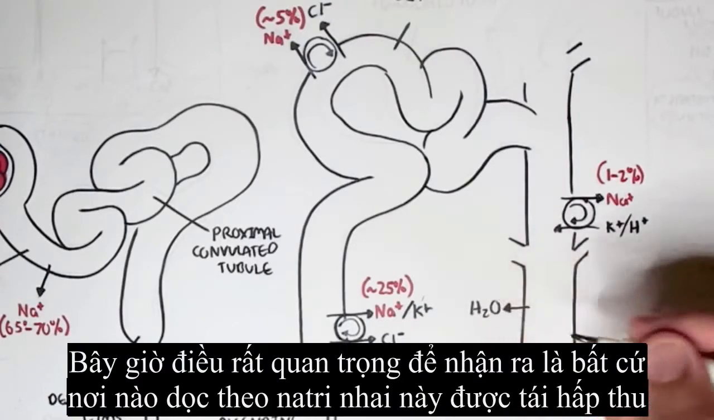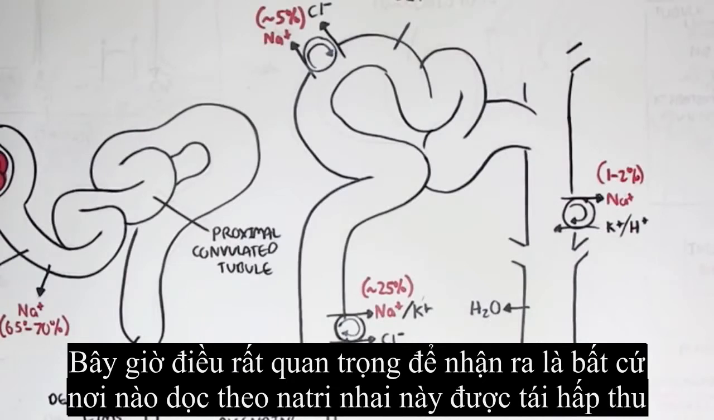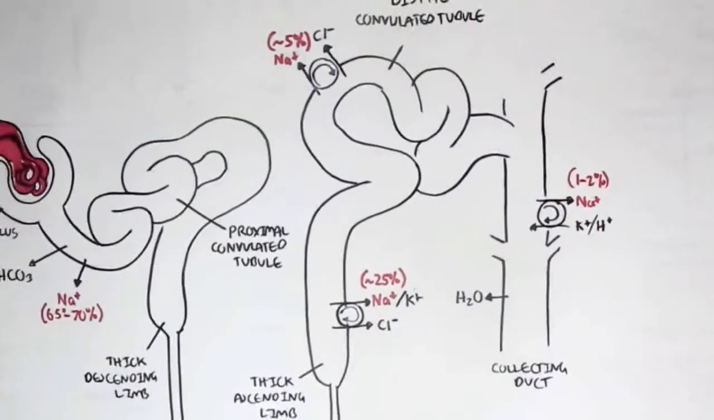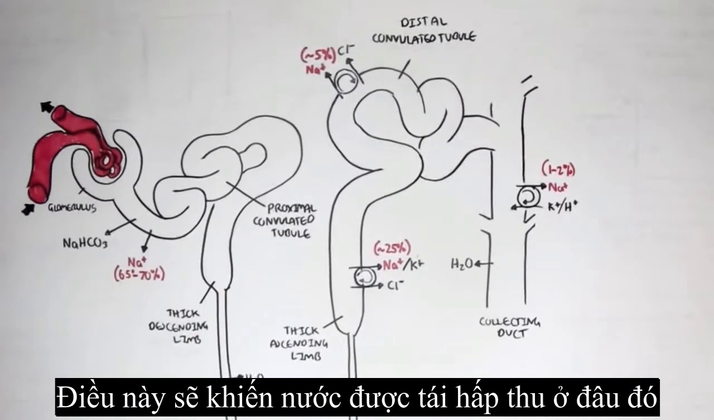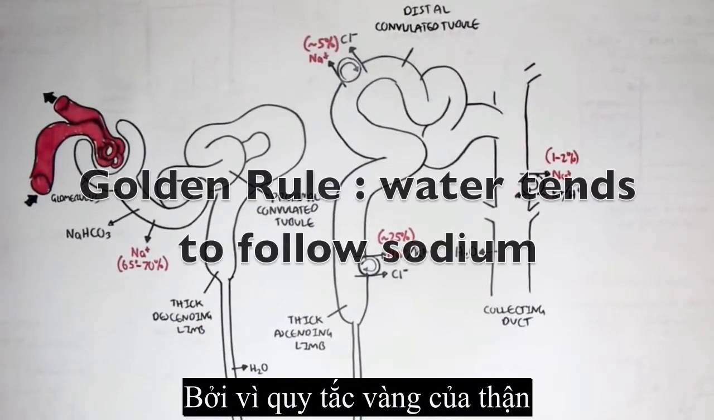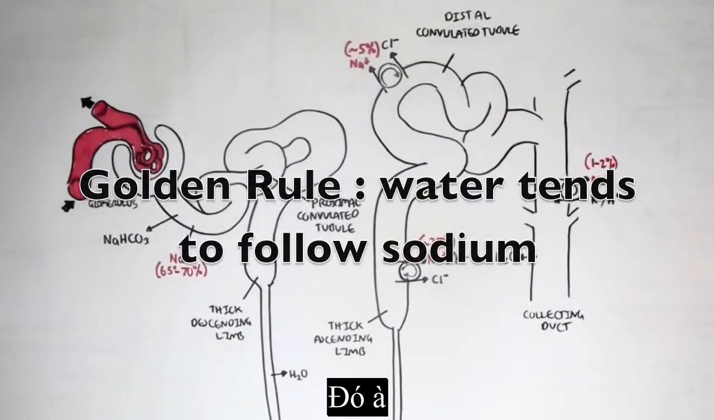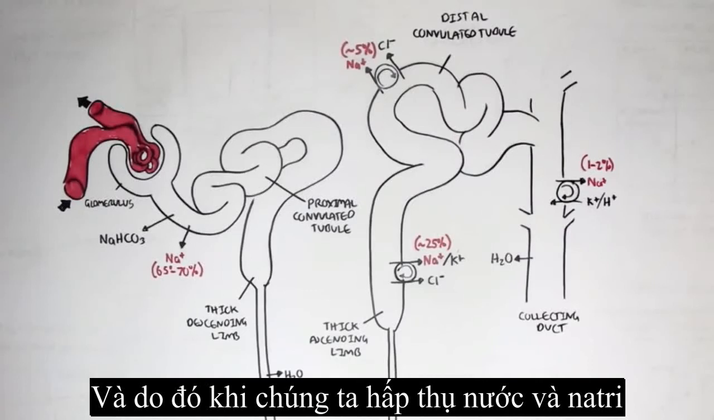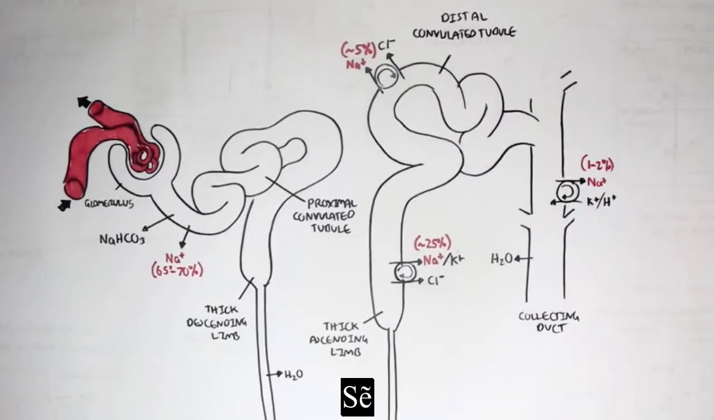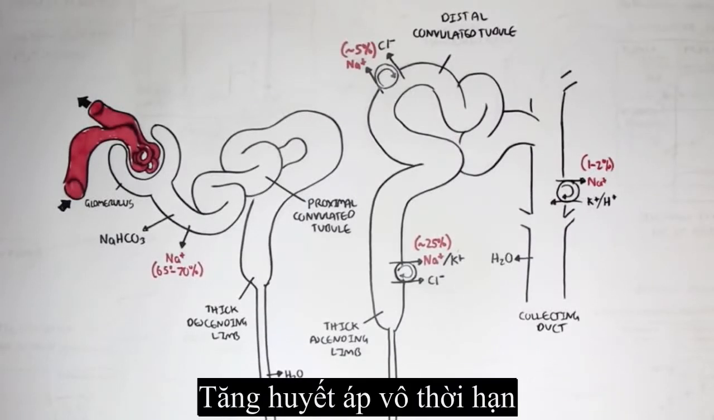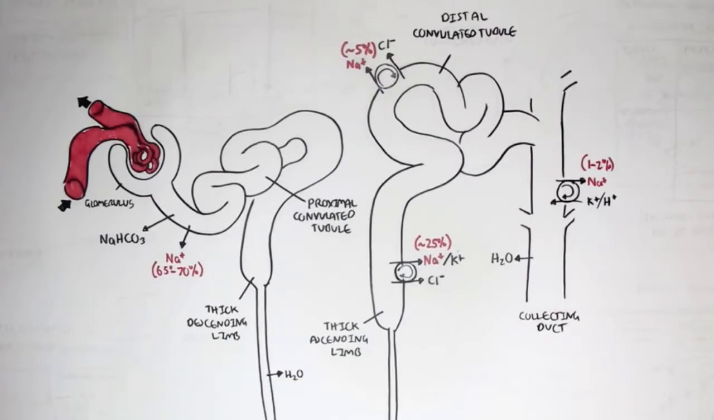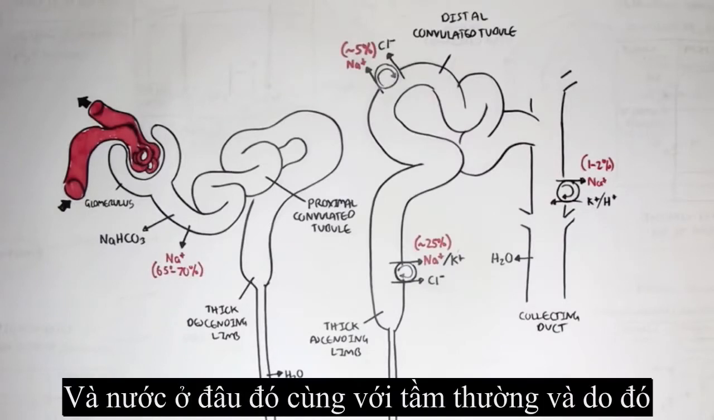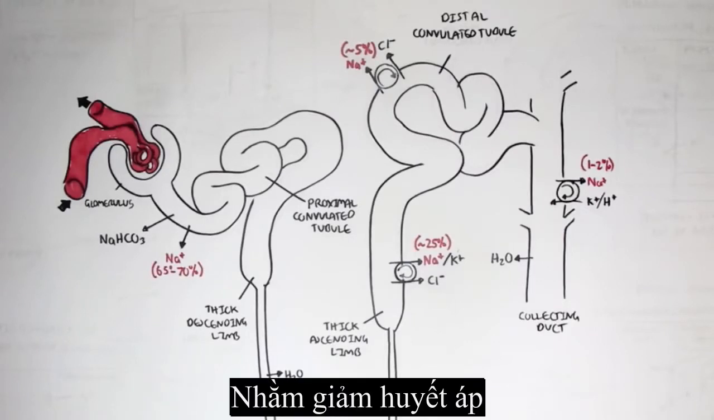Now, what is very important to realize is that wherever along this tubule sodium is reabsorbed, this will cause water to be reabsorbed as well somewhere, because the golden rule of the kidneys is that water tends to follow sodium. And therefore, when we reabsorb water and sodium, this will indefinitely increase blood pressure. Diuretics prevent the reabsorption of this sodium and water somewhere along this tubule and therefore aim to decrease blood pressure.